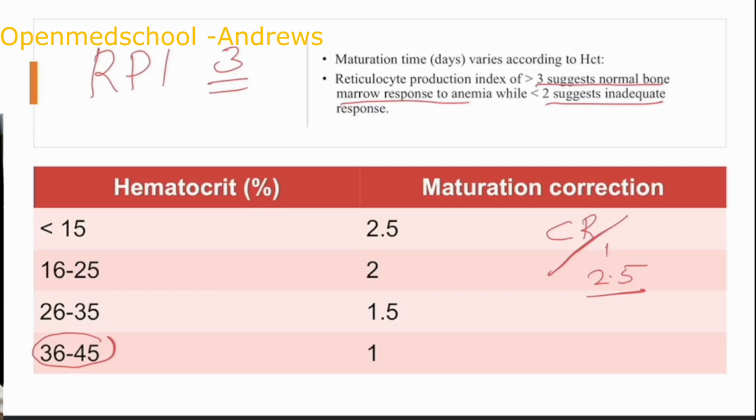And an RPI of 3 means there is proper response. Less than 2 suggests it is hypoproliferation. If you can't remember this much, you just remember to stop at the level of corrected reticulocyte count.